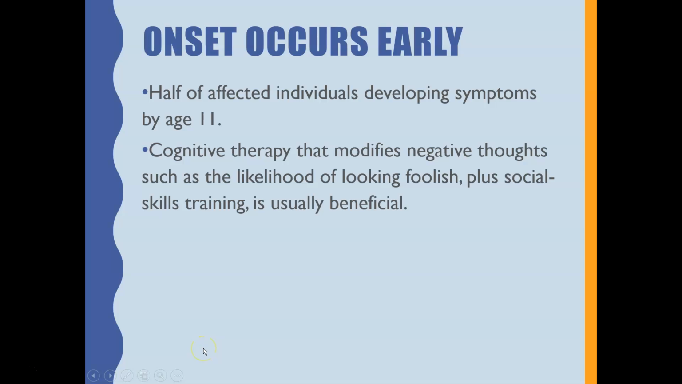The onset of social anxiety disorder tends to occur pretty early. Half of affected individuals end up developing symptoms by age 11, which does indicate that probably there are some issues going on in childhood, such as bullying or difficulties at home, that might potentially explain why this develops. Cognitive behavioral therapy can be really helpful with this because for people that struggle with anxiety, what's critical is dealing with the thoughts, especially those that are really negative. So trying to modify the negative thoughts, such as what will happen if you look foolish, will people care, and social skills training can actually be really, really helpful.